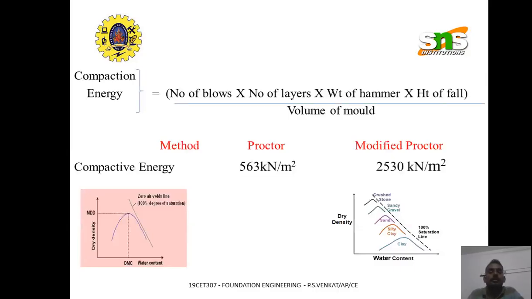The amount of compactive energy used for compaction is calculated using the formula: number of blows into number of layers into weight of hammer into height of fall, divided by the volume of the mold. So the compactive energy released in standard Proctor test is 563 kilonewtons per square meter, whereas it is 2530 kilonewtons per square meter in case of modified Proctor test.